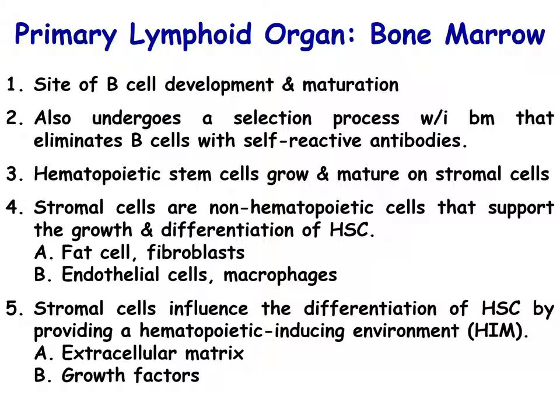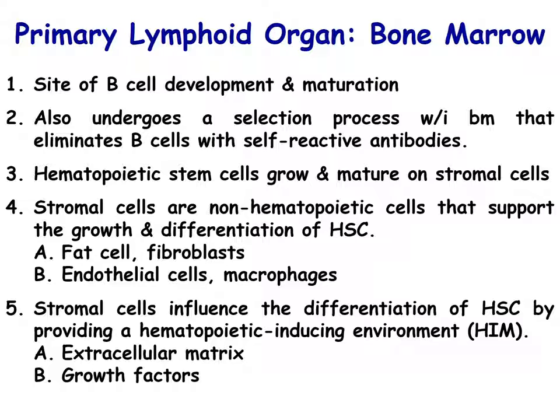Now, the hematopoietic stem cells, of course, are going to be in the bone marrow, and they grow and mature on what are called stromal cells. Stromal cells are not going to participate in becoming a white blood cell, but they do help support the growth of all the different white blood cells, myeloid and lymphoid, and of course push the hematopoietic stem cell to one differentiation or another. And these stromal cells include fat cells, fibroblasts, endothelial cells, even macrophages.